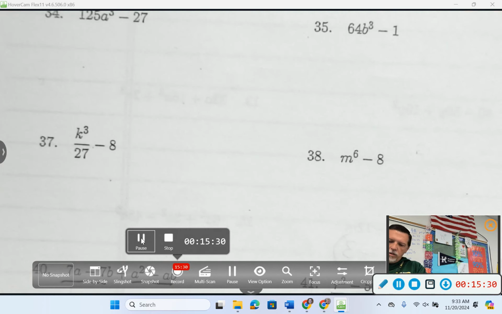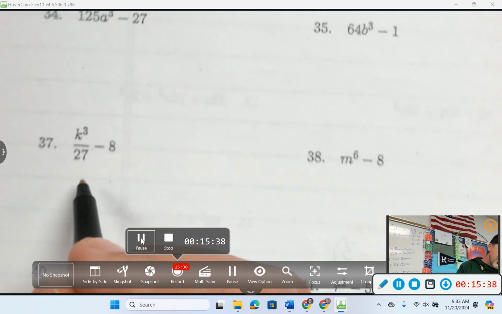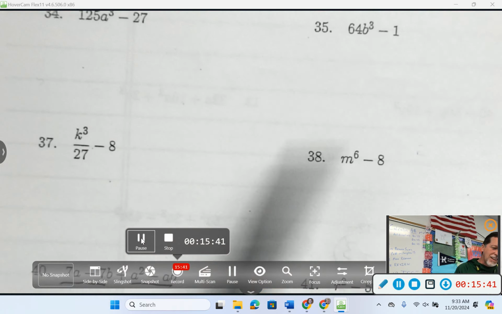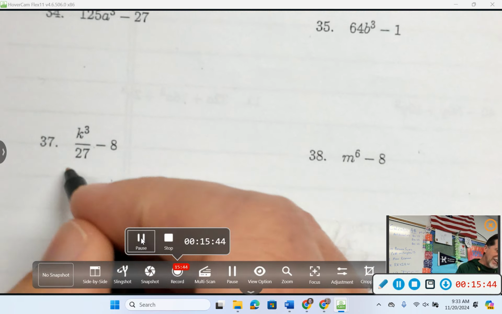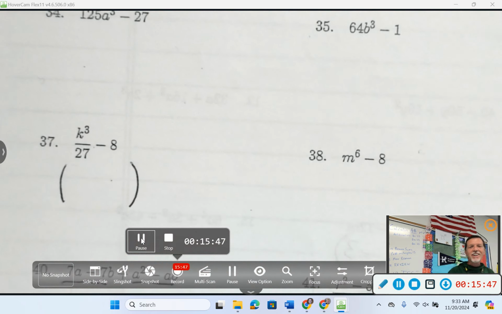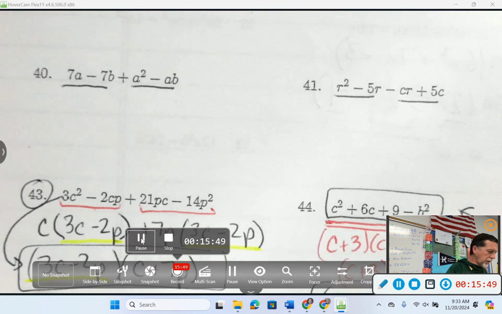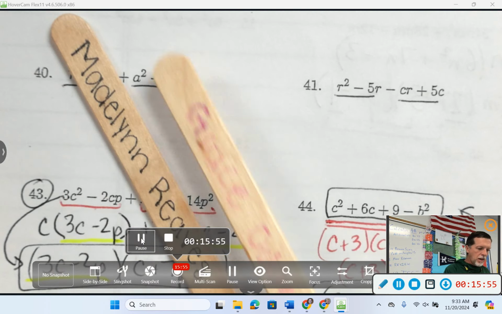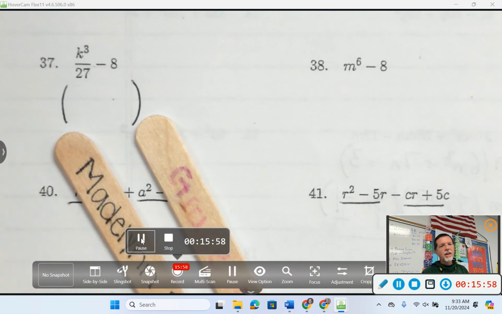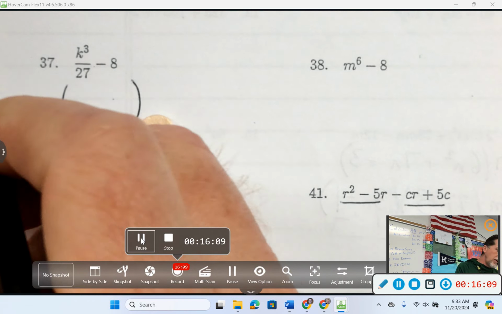Do you recognize, big picture, what's going on in 37? Especially given the section of problems it's in. There's cube things going on here. So both of those are perfect cubes. Now, the first one's a little bit weird, maybe. Not too weird for Madeline, though. What would we cube to get to k cubed over 27? 27. So what times itself 3 times? Oh, 3.